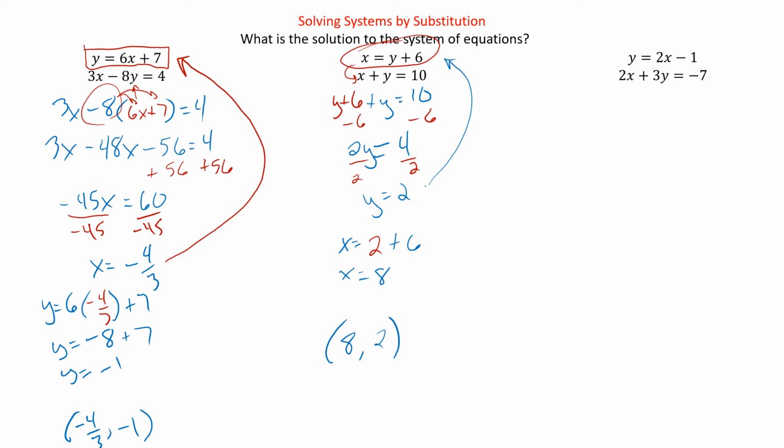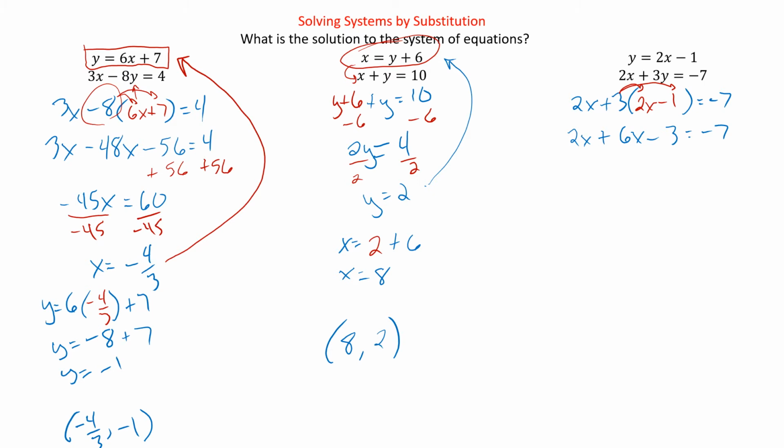All right, so let's take a look at this. We're going to plug in the 2x minus 1 for y. So we're going to have 2x plus 3 times y equals -7, but instead of y, we're going to have 2x minus 1. We need to distribute that 3. That'll give us 2x plus 3 times 2x is plus 6x, minus 3 equals -7.